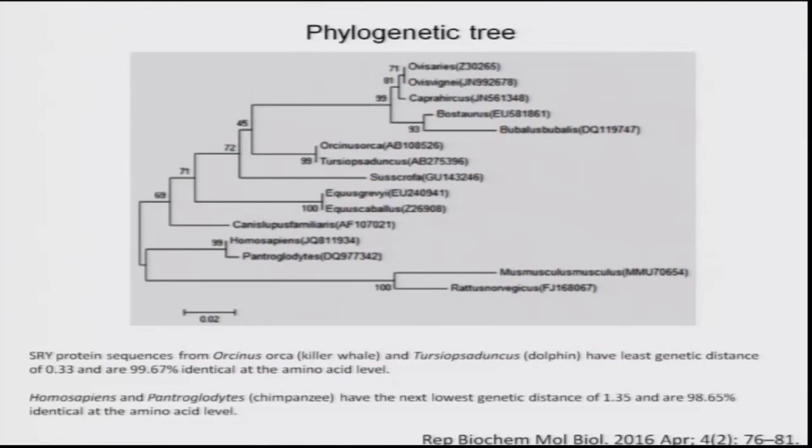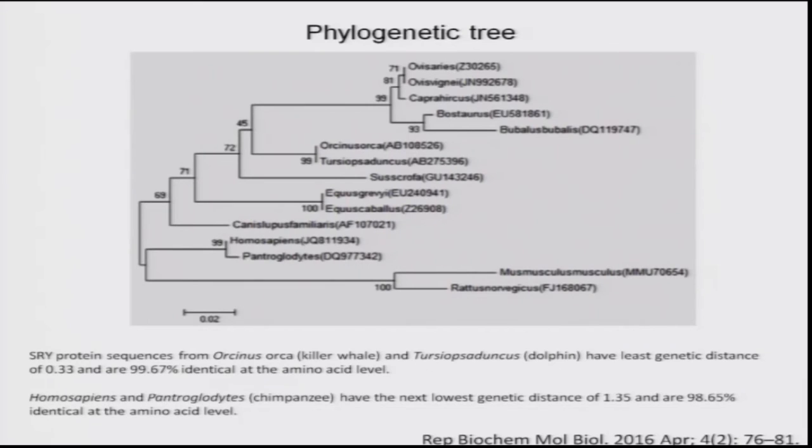Again, you can build a phylogenetic tree using the same tool which I told you. In this paper, they did the same. They built a phylogenetic tree from their output. From this tree, they inferred a lot of interesting facts: the SRY protein sequences from the killer whale, Orcinus orca, which we see here, and the dolphin have the least genetic distance of 0.33 and are 99.67% identical at the amino acid level. Also, like we all know, Homo sapiens and chimpanzee are known to be very close. This is also evident from this study, as they have the next closest genetic distance of 1.35 and are 98.65% identical at the amino acid level.